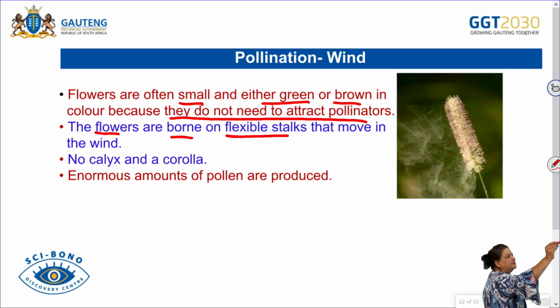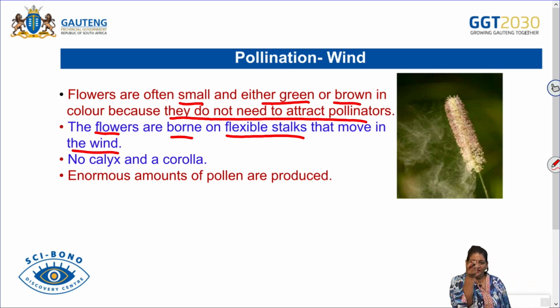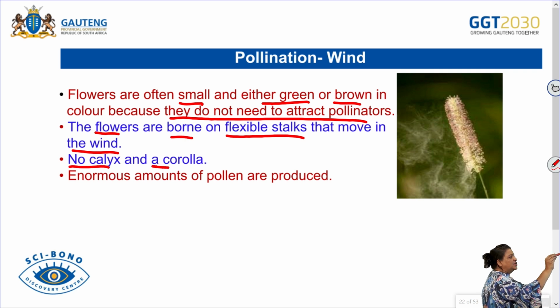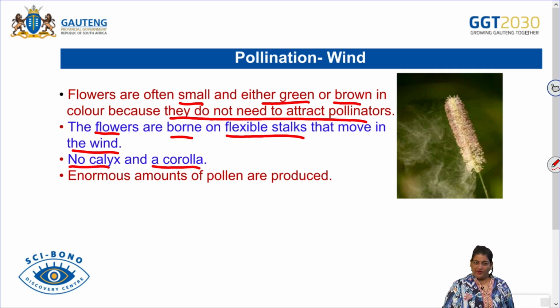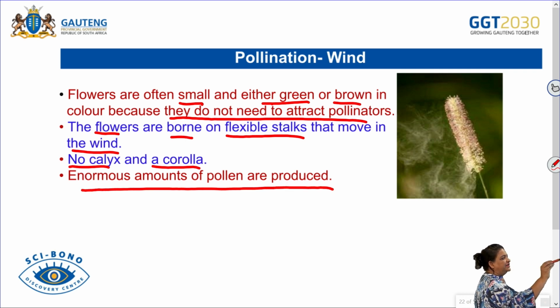Flowers are borne on flexible stalks to move in the wind. In other words, the pedicel, né, is flexible and it can sway in the wind. Flexible means it can sway, and as it's swaying, it allows the anthers to dust off the pollen. No calyx and corolla, because there's no colorful flower, so you don't need a calyx to protect the petals because there are no petals. There's no corolla, which is brightly colored, because all the plant has is its feathery stamens and its feathery stigmas, né? And enormous amounts of pollen are produced.